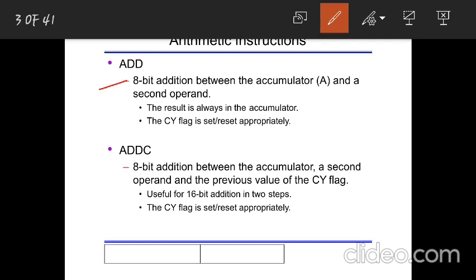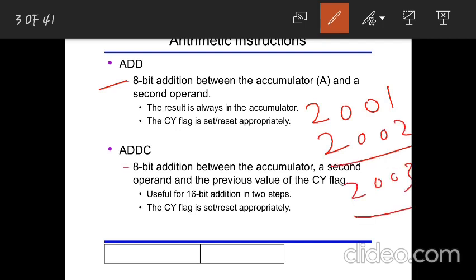If you wanted 16-bit addition, for example, to add 2001 and 2002, you will get 2003. But this is 8-bit and 8-bit. So to add this, first take the LSB 01 and 02, and add them. After adding you will get 03 here.